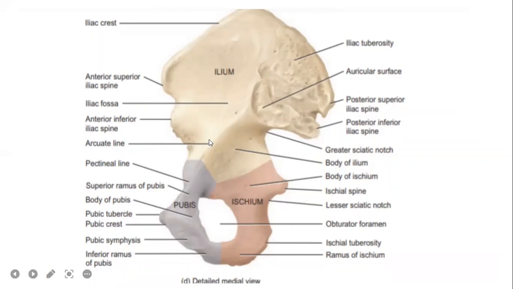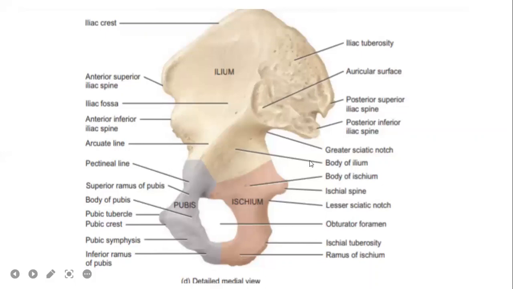So we have the arcuate line. We will know what the arcuate line is, but let's begin with the most top, or the superior aspect, of the ilium. We have this curved region I just talked about, where most of the abdominal muscles originate. That's known as the iliac crest, as mentioned. We also have the anterior superior iliac spine right here, this projection. We have the iliac fossa. We have the anterior inferior iliac spine just below the anterior superior iliac spine.